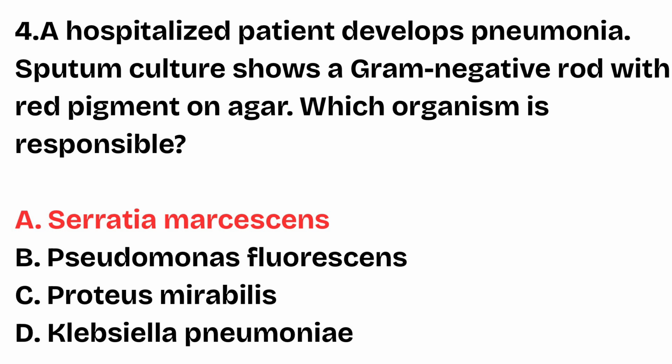Serratia produces a characteristic red pigment called prodigiosin. It is an opportunistic pathogen that causes hospital-acquired infections.